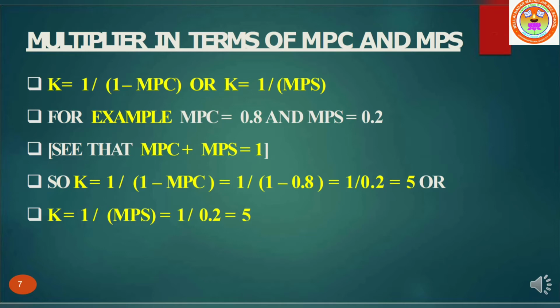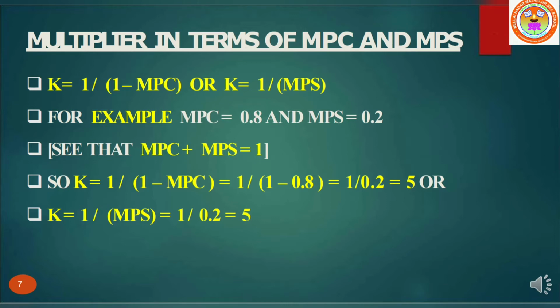For example, MPC is 0.8. Already we saw this. And MPS, how much? 0.2. So here MPC plus MPS, 0.8 plus 0.2. How much are we getting? 1. So K equal to 1 by 1 minus MPC. 1 by 1 minus 0.8. How much? 0.2. So 1 by 0.2 we are getting 5.